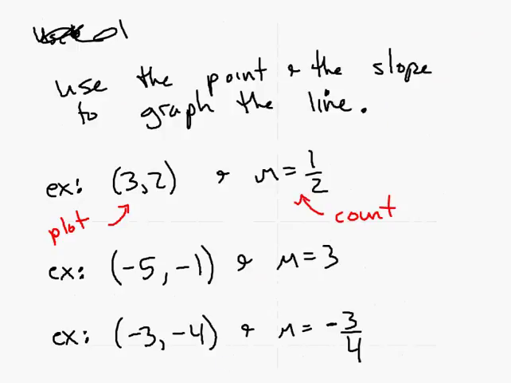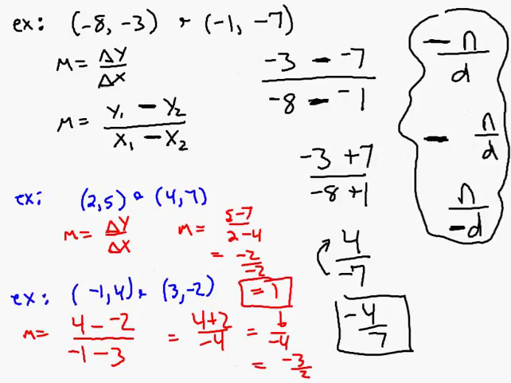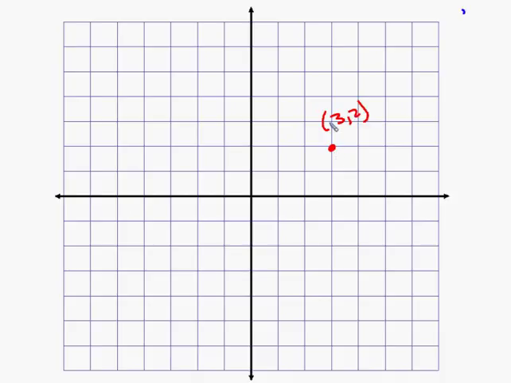Okay, now my slope was a half. So that means up 1, right 2. So on my graph at 3, 2, I'm going to go up 1. You see what I'm doing? Up 1, right 2. Up 1, right 2.